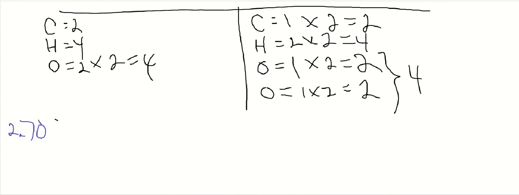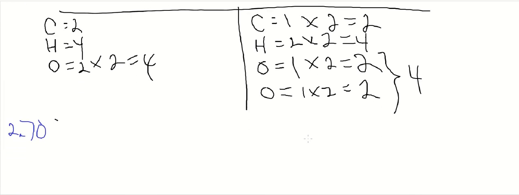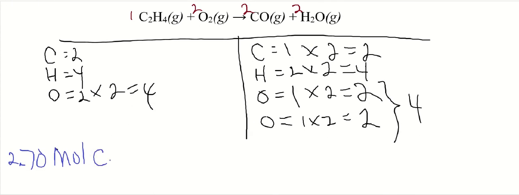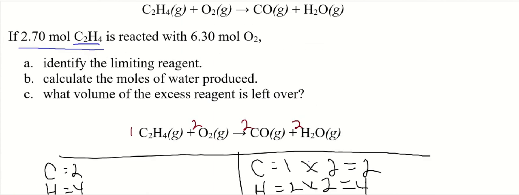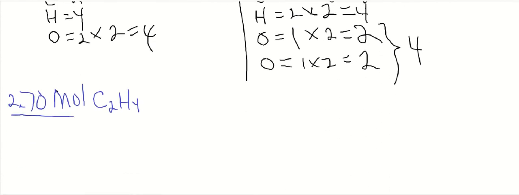2.70. What did it give us? Moles? That's always good, because then we can skip step number 1. We already have moles, so there's no point in converting to moles because it's already in moles. So there's ethene. All right, and we're going to see if we had that much, because part A is asking what's the limiting reagent. So we're going to compare. If we had this much ethene, how much would be the perfect amount of oxygen?